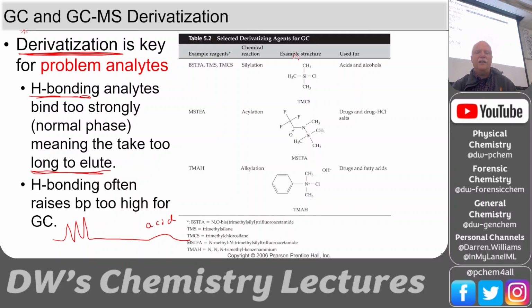And so they have these things called derivatizing agents. So this is an example structure of the silylation. So you have a silicon with a chloride on there that reacts with an acid or an alcohol and puts this very nonpolar group on your acid. And so then it comes out here with all of the other nonpolar substances. And so you've moved your acid over here.